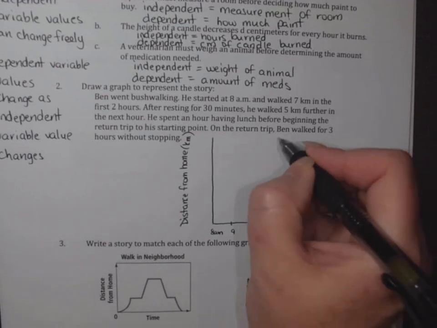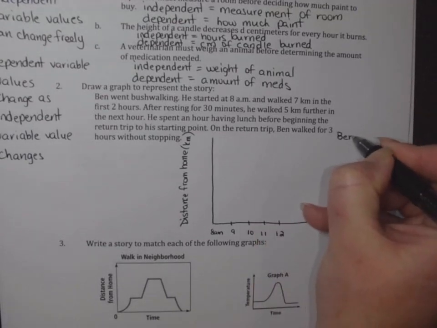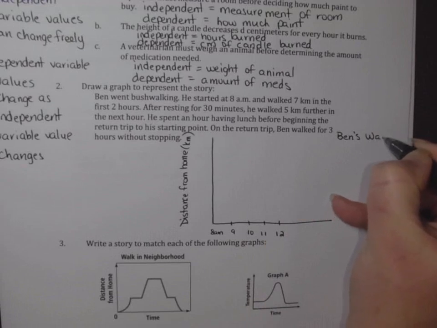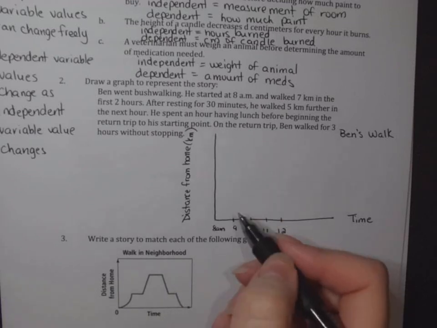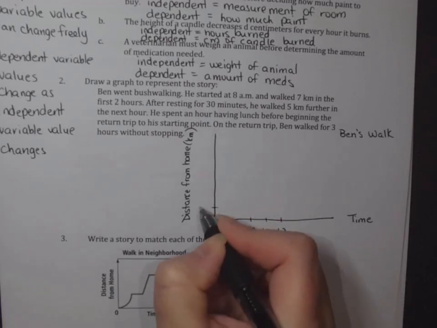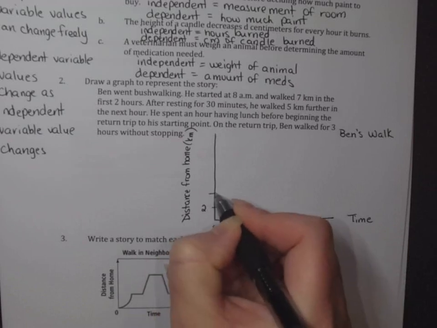And this is titled Ben's Walk. All right, so he started walking at 8 a.m. and he walked 7 kilometers. It looks like he walked 5 kilometers further, and it looks like that's all he walked, so 12 kilometers. So I'm just going to start counting by twos.